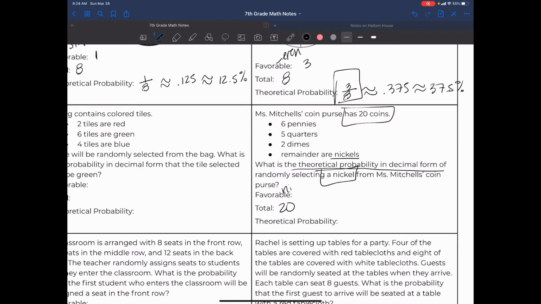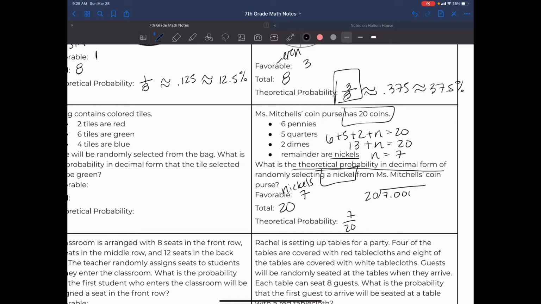So my favorable are the amount of nickels. I need to figure that out because they don't tell me. So I'm going to add together all my coins that I do know to figure out how many nickels there are. 6 plus 5 is 11, plus 2 is 13. So 13 plus nickels should give me a total of 20 coins altogether, which means that there are 7 nickels, right? Because 7 plus 13 equals 20. So my favorable is 7 out of 20. And I need to do this in decimal form. Now, there are two options here. For me to convert this, I can just do 7 divided by 20.